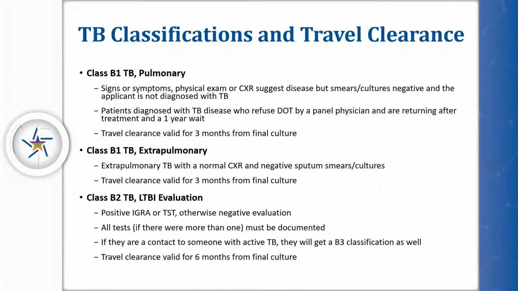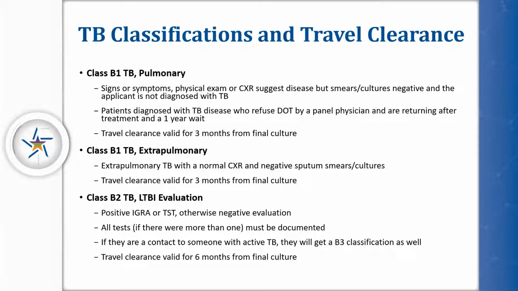Let's get to the Class B1s. This is the largest group that we tend to see. So the Class B1 TB is individuals who have signs or symptoms, a physical exam or chest x-ray suggesting TB, but their smears and cultures are negative, and the applicant is not diagnosed by the panel physician as having active TB. Patients diagnosed with TB disease who refuse DOT by a panel physician are required to wait for a year and then can return for another evaluation.